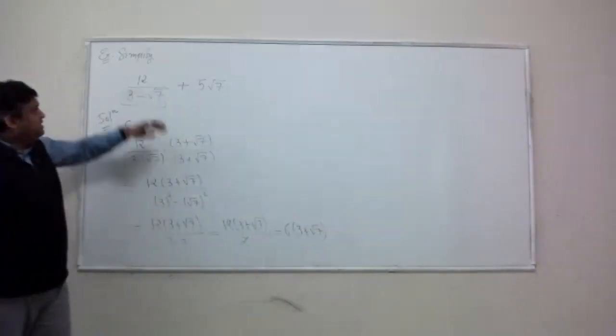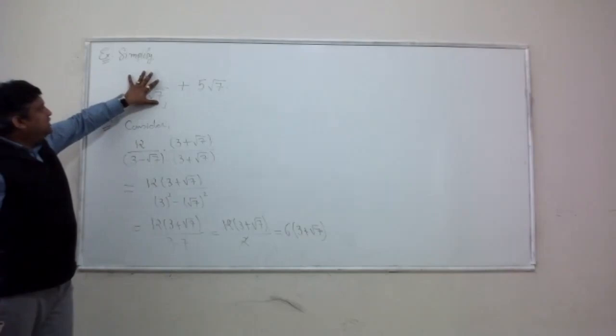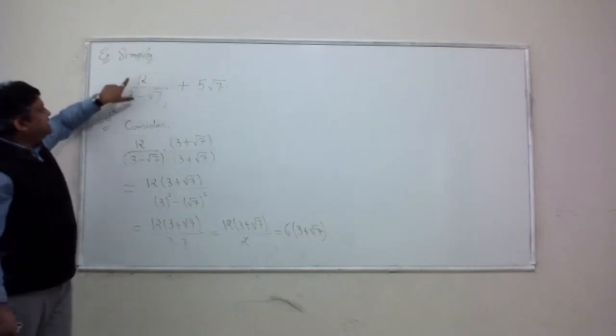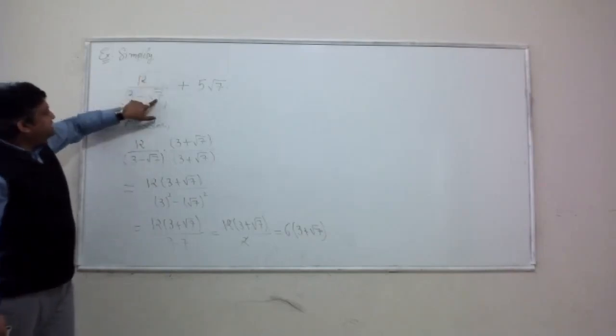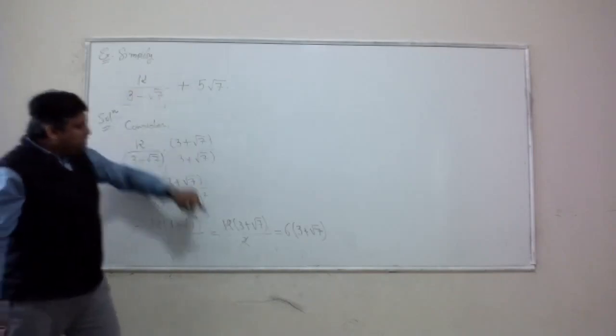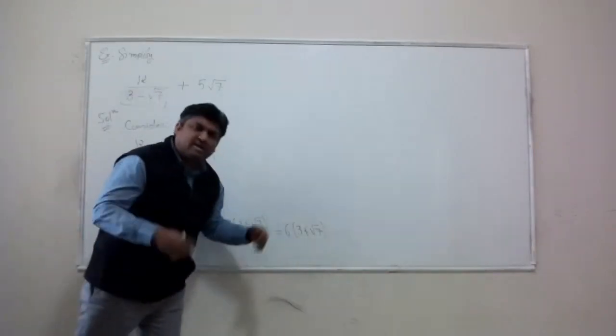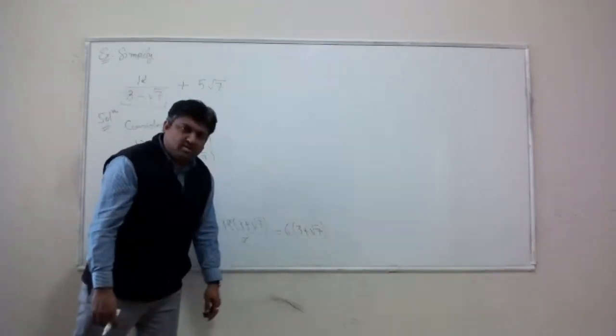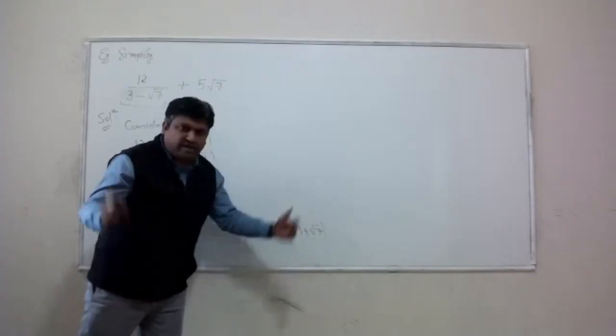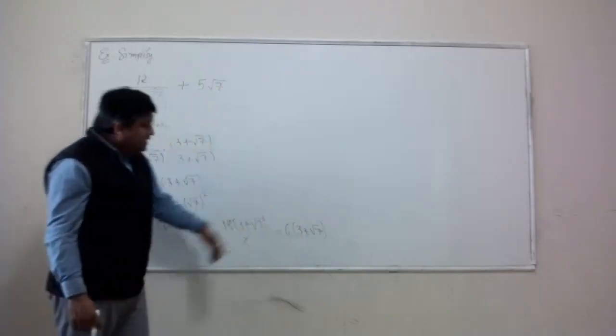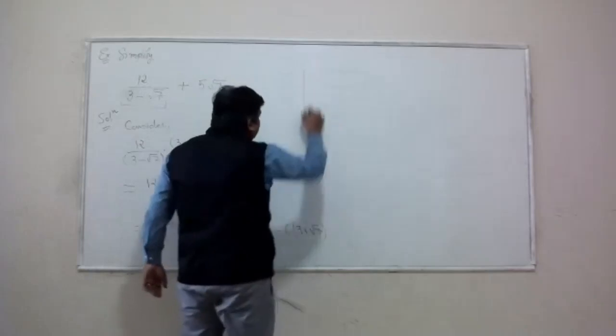What I'm saying is we have 2 ways to write this expression. Either you write it in this form where you have radicals in the denominator, or you can write it in this form where the denominator is clean. Denominator does not have radical, right? The idea is pretty clear now.